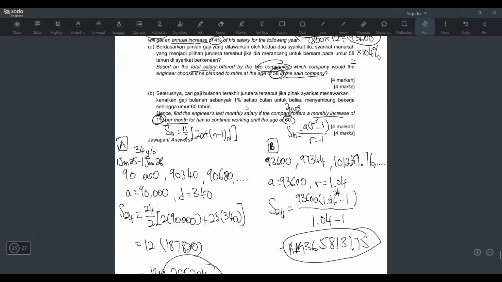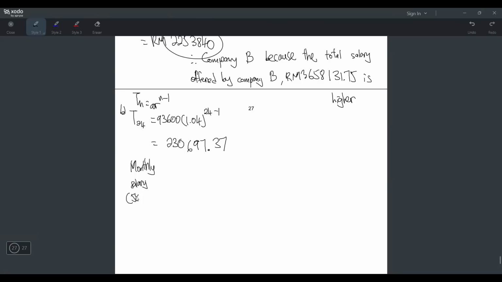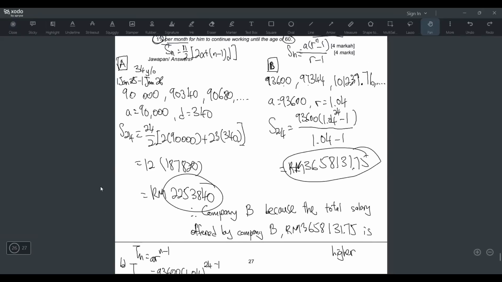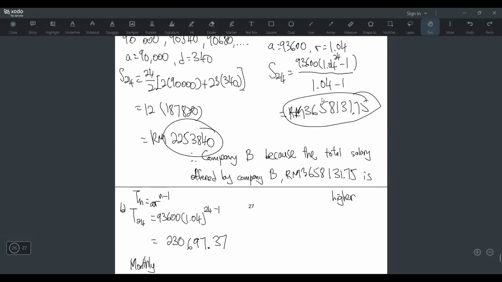But now he says if he keeps working, he continues working until 60 years old, right? But the monthly increase is 1%. So you cannot use the yearly salary anymore. You have to divide by 12 to get the monthly salary. So I'll write monthly salary here, and I will put a bracket for how many years old? When he's 58 years old. Okay, 58, right? You understand now why 58 years old? Because this is the amount included in this, right?